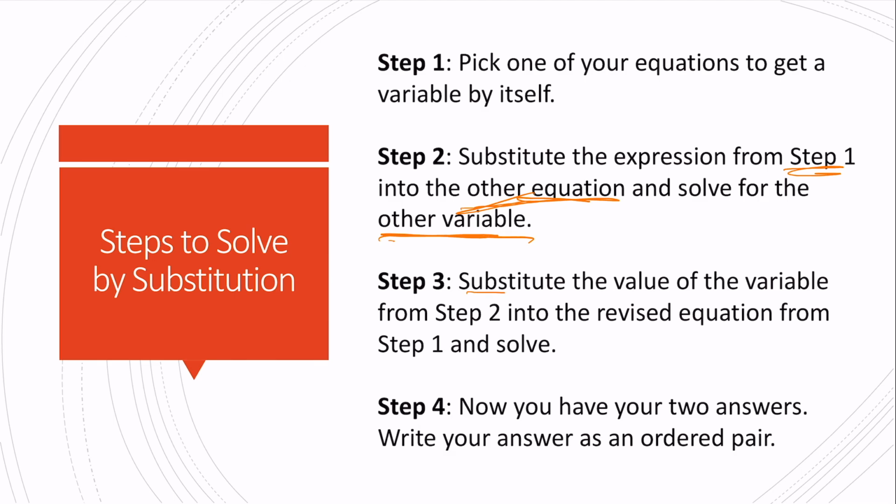Then we would substitute what we find in step two back into the equation from step one and solve. Now we have our two answers, our x and our y, and we would write those as an ordered pair. So let's do a bunch of examples to make sure we feel really confident solving these types of problems.